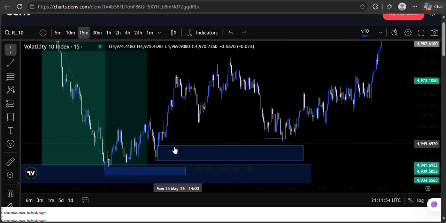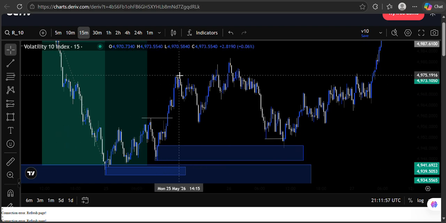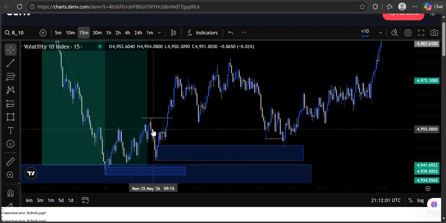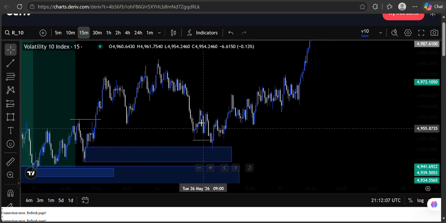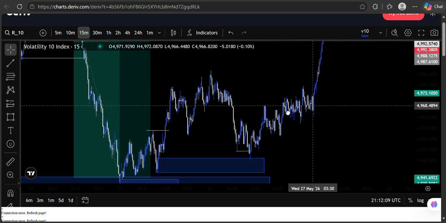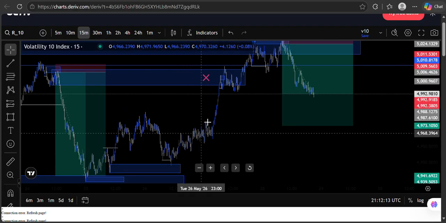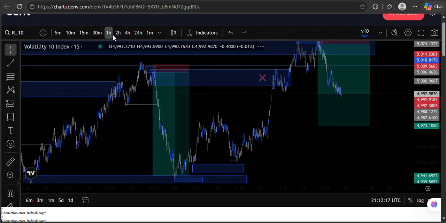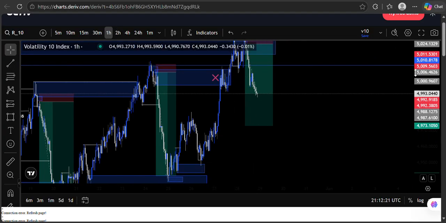Okay, so coming back to our 15-minute time frame, we saw that there was a break of structure to the upside, which created this particular zone. We saw that all these lows were taken, considered as liquidity, and price came in and tapped into our zone. The moment price tapped into our zone, this is where we took this particular buy, and then we exited the trade here at the previous high.